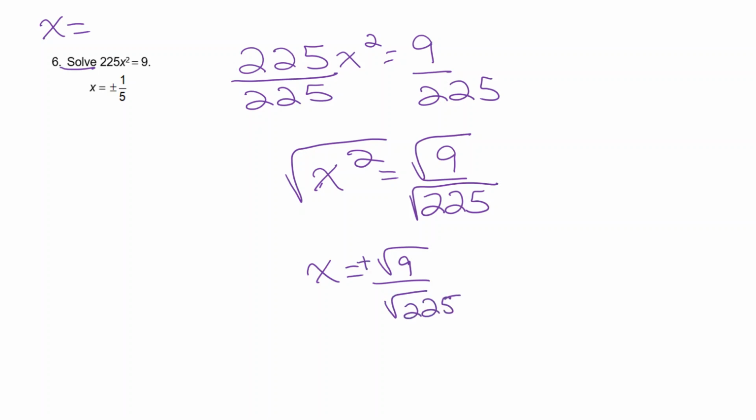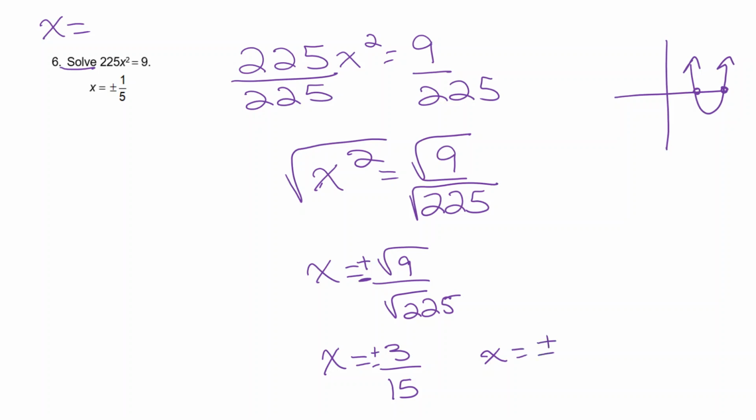And remember, this is plus or minus, all right? Because there's two spots on our parabola that hit when y equals 0. We have 2, so we have to have two answers here. So x equals the square root of 9, which is 3, plus or minus 3. The square root of 225 is 15. And that can be reduced to x equals plus or minus 1 over 5. And that's your final answer.